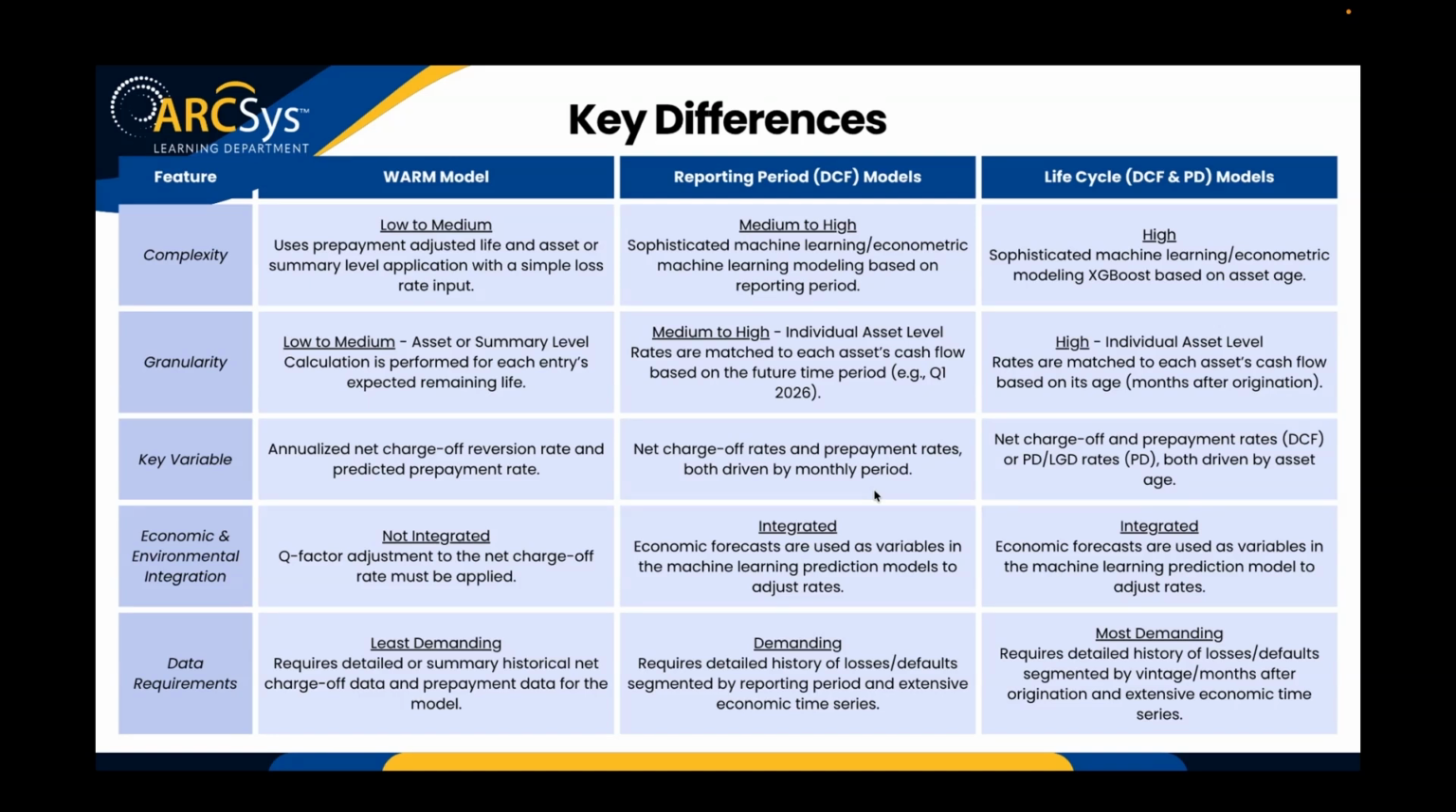These models can be built either using loan level data or some summary level data. The granularity that these can be performed at, again, can be done at the asset or summary level, meaning that loan level detail is not a requirement for the WARM model specifically. With this said, understanding things like weighted average life and other aspects may still require some loan level detail and review at this level in order for key assumptions to be validated.